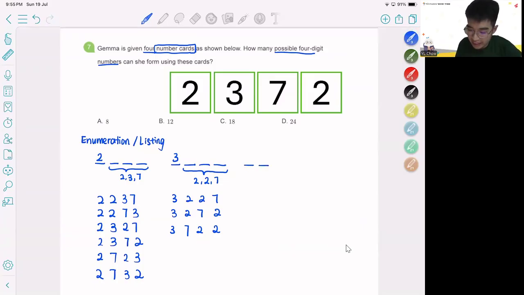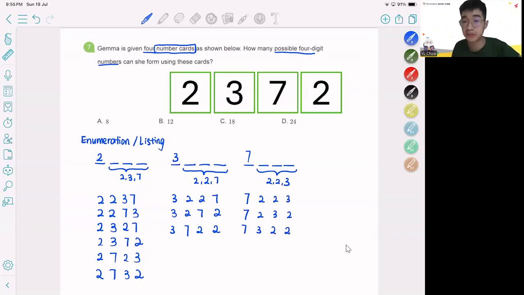The remaining case will be 7 at the thousands place. Then the digits left that I can choose from are 2, 2, and 3. Similarly, I can start with 7, 2, 2, 3. Then 7, 2, 3, 2. And finally, if I put 3 at the hundreds place, then it has to be 7, 3, 2, 2. Okay, with that, we have found all the four-digit numbers.